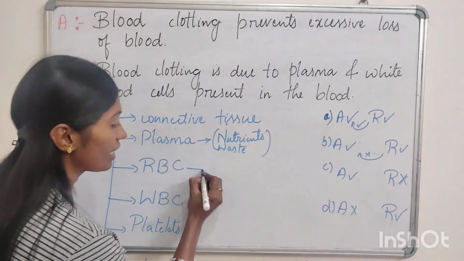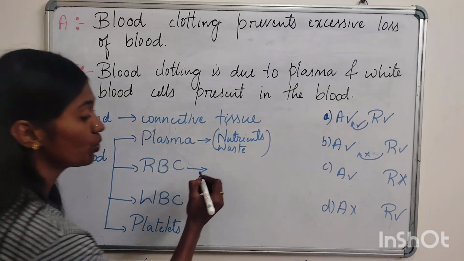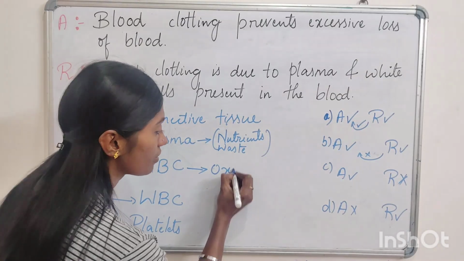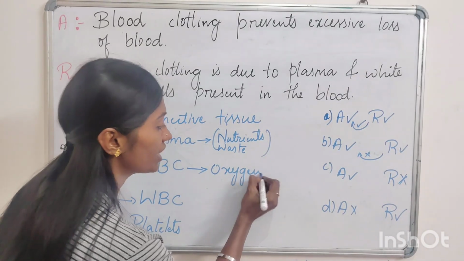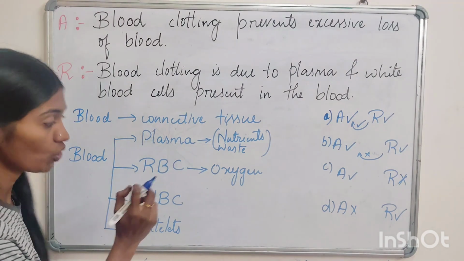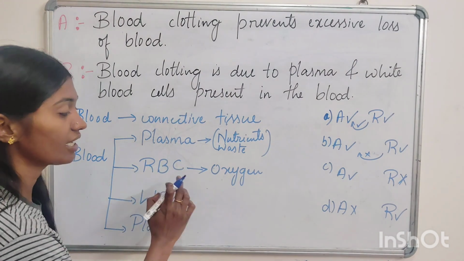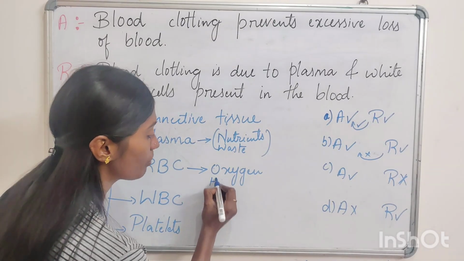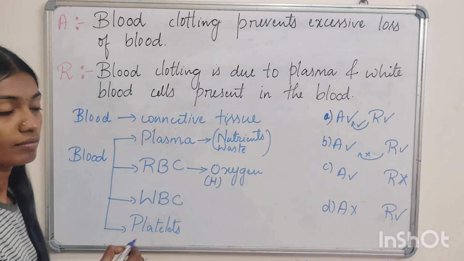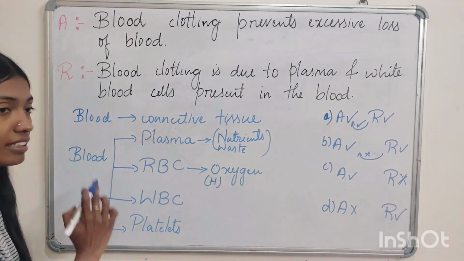So what are red blood cells? Red blood cells are the ones that carry the oxygen. We say oxygenated blood. In the blood, who is doing the job? The job is done by the RBC, which contains hemoglobin. Who is carrying the oxygen? Red blood cells present in the blood.